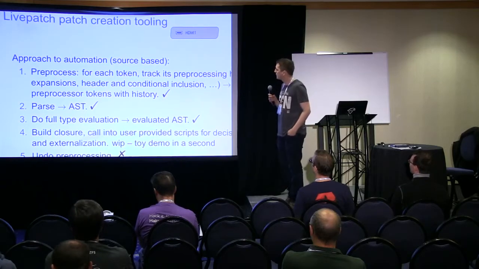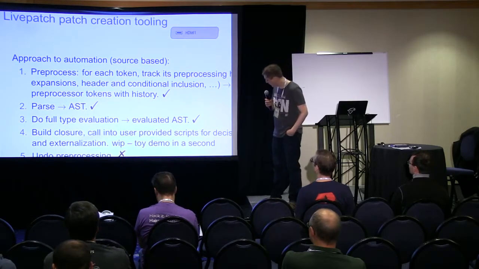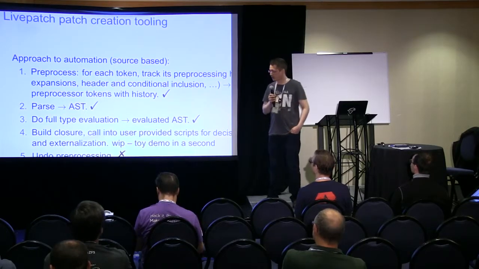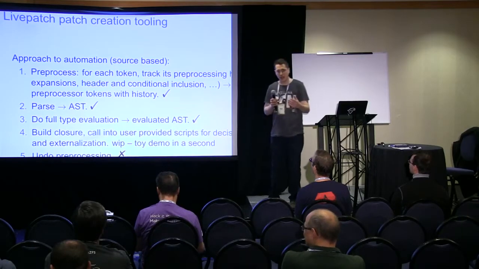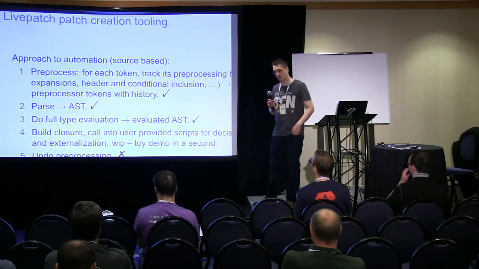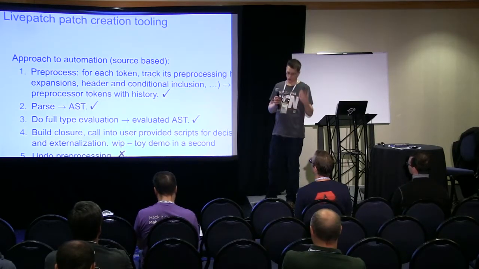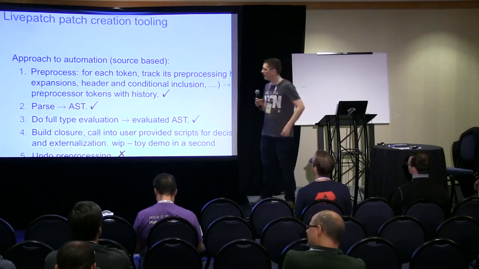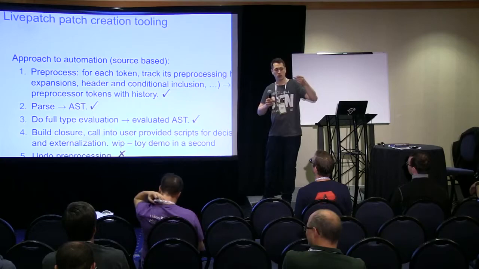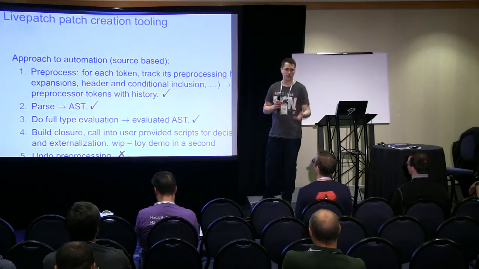Let me show my single slide. So the overall approach is to basically write kind of a C front end. And it works like this. In the first step, there's a pre-processing phase. The important thing is that for each pre-processing token, which could be something like an identifier or whitespace or anything, it tracks the expansion history, which will be important in the very last step when it will attempt to undo the pre-processing to keep the result as close to the original kernel sources as possible, just for reviewability and everything.